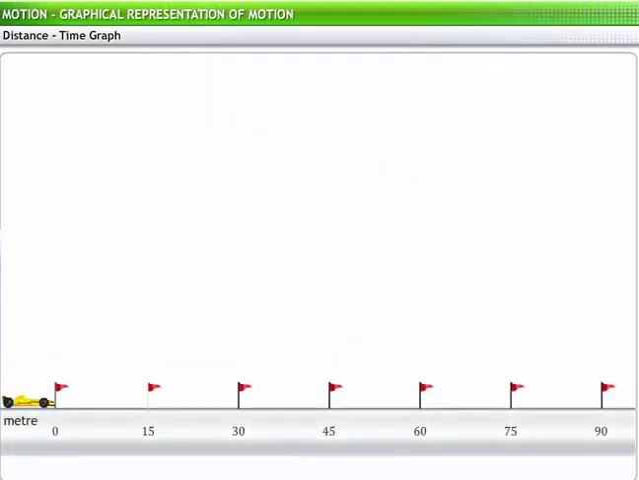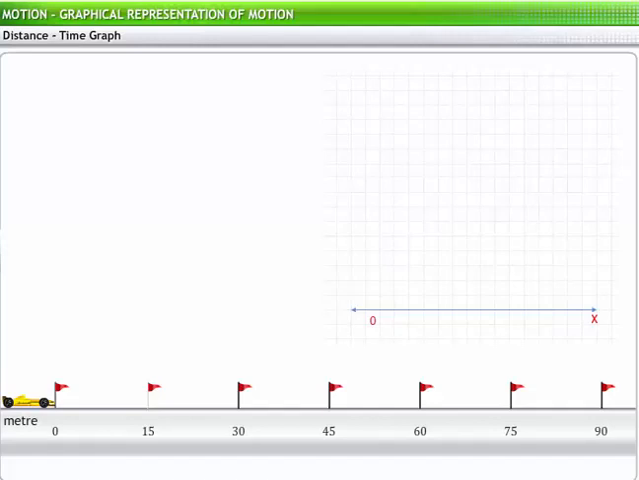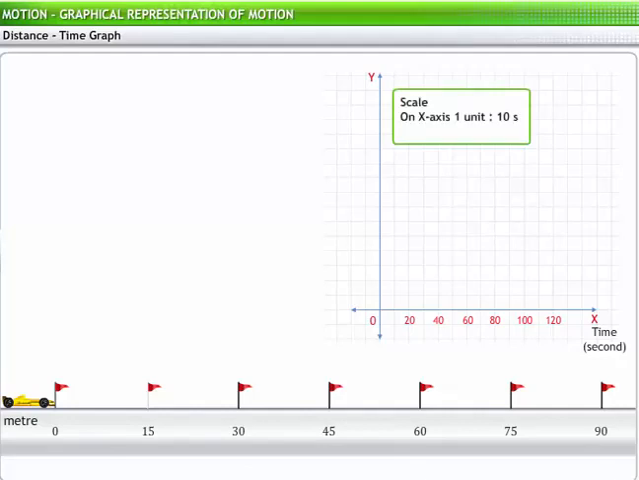Let's see how a distance-time graph is plotted using some sample data. To plot the distance-time graph, we begin with fixing two axes, X and Y, on a sheet of graph paper. On the X-axis, we mark the equal time intervals according to a convenient scale. Say 1 unit equals 10 seconds.